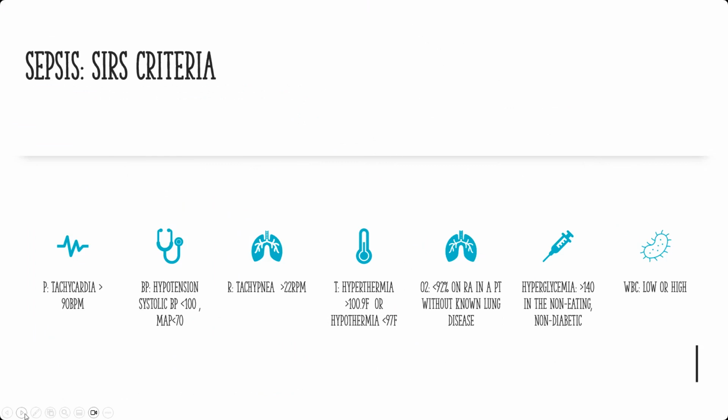And certainly pre-hospital, you're not going to see those white blood cell numbers, but you should be able to measure everything else. Okay. And again, we want 2 or more positive SIRS criteria to potentially think that they're septic.